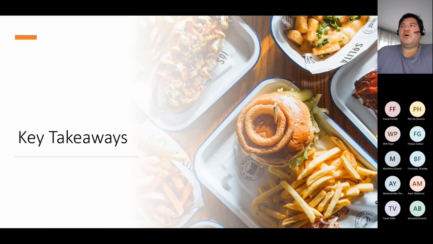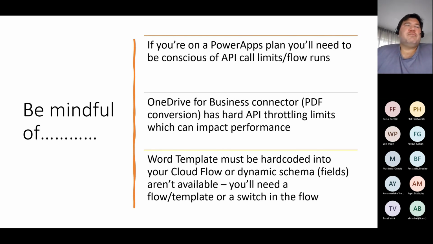Okay. So takeaways. Things you need to be mindful of if you're going to use this approach for generating document templates. Firstly, if you're on a Power Apps plan, you'll need to be very conscious of the API call limits and flow runs. As you've seen, these can consume quite a number of API call steps when you're putting these together. So as a Power Apps user, you'd have a more limited number of API calls and flow runs. So you do need to be conscious of that.